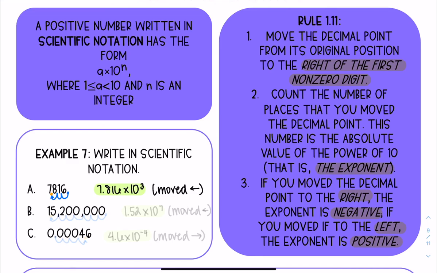Let's try the next one. We've got 15,200,000. So we have our decimal at the back. And the goal is to put it to the right of the first non-zero digit, which is the 1. So we need to move it 1, 2, 3, 4, 5, 6, 7 spots. So we have 1.52 times 10 to the positive 7 or negative 7. It's going to be a positive 7 because, again, I moved it to the left.